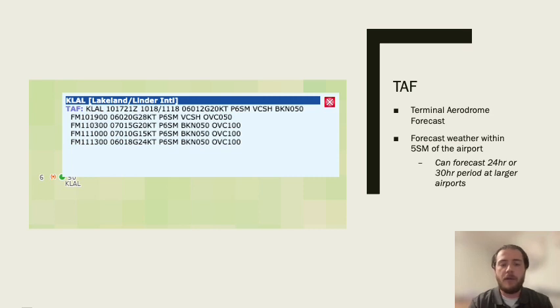30-hour periods are going to be for larger airports. And then we can see for Lakeland in particular, for this one, we can see that it's going to be from the 10th at 1800 Zulu to the 11th at 1800 Zulu, and then the weather that would be associated. That these weather forecasters are forecasting for this area during those times.